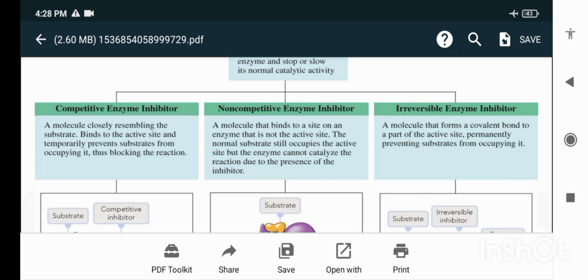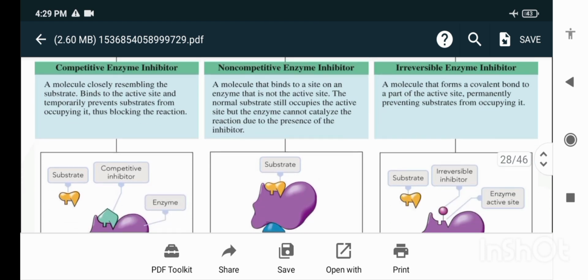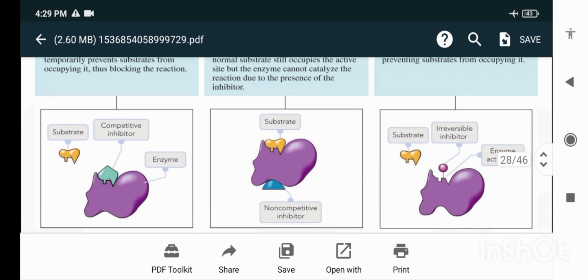Non-competitive enzyme inhibitor, a molecule that binds to a site on the enzyme that is not the active site. The normal substrate still occupies the active site, but the enzyme cannot catalyze the reaction due to the presence of the inhibitor. Irreversible enzyme inhibitor, a molecule that forms a covalent bond to a part of the active site permanently, preventing the substrate from occupying it.